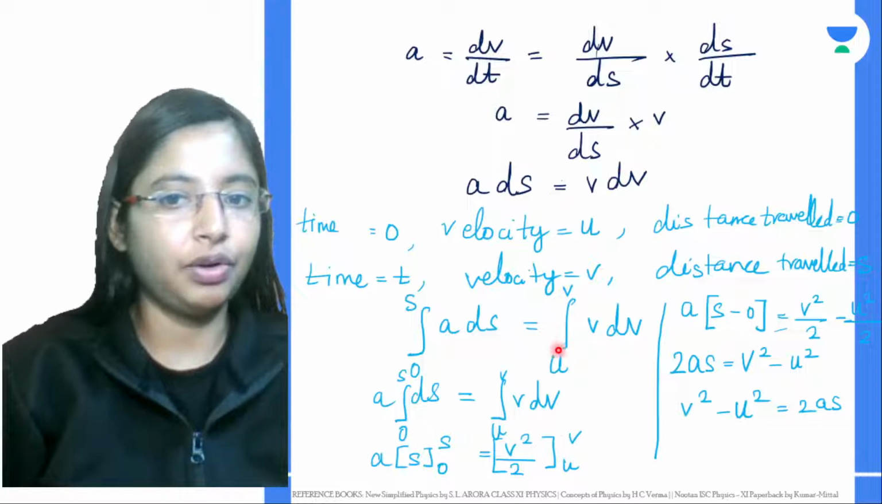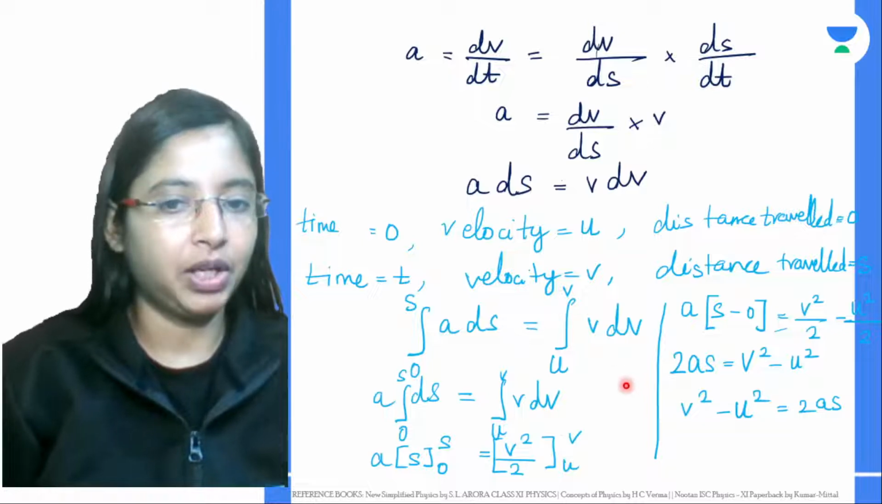This side it's a function of velocity, right? dv, you're talking in terms of velocity. So you will integrate it from the initial velocity it had, when time was 0, to the final velocity it had, when time was t. The a over here you can take outside because this integration is dependent only on the distance. So a becomes a constant, you can take that outside.